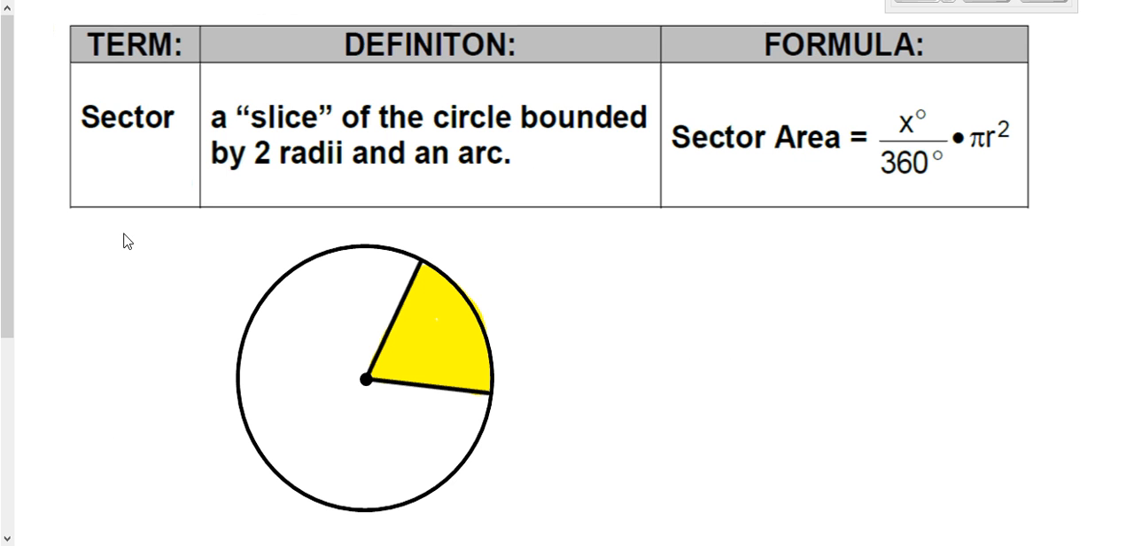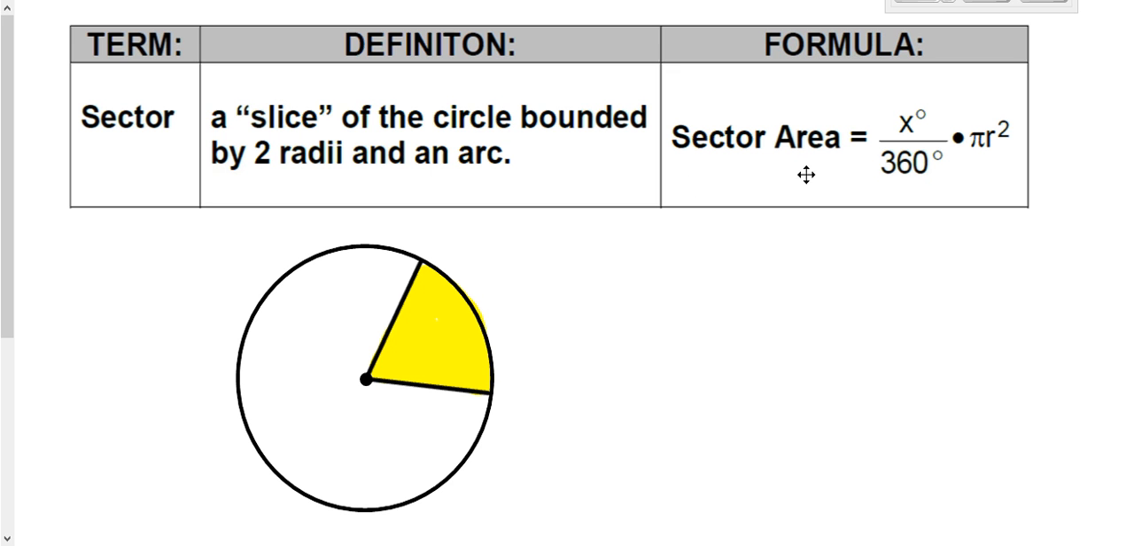Now we'll look at a different type of problem, what's called the area of a sector. A sector is a piece of the area. It says it's a slice of the circle bounded by 2 radii. Here's a radius right here, here's a radius right here, here's our 2 radii it's bounded by, and the arc right here. So they're looking at this area right here.